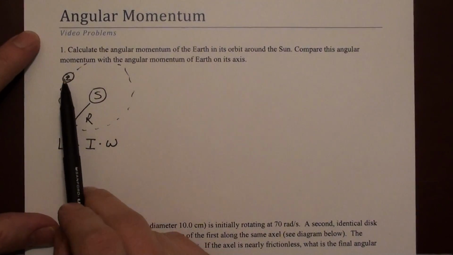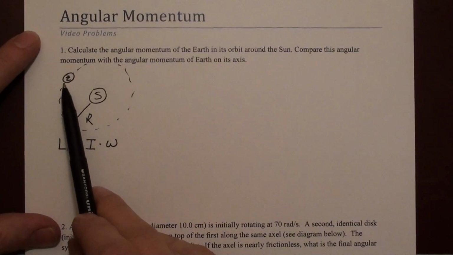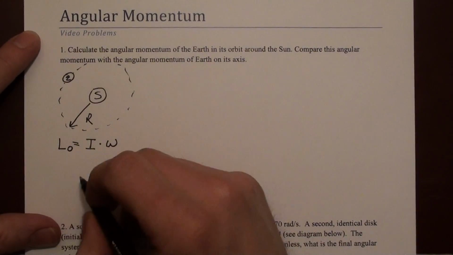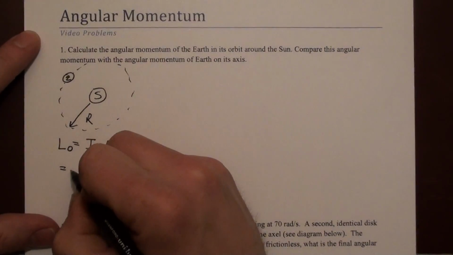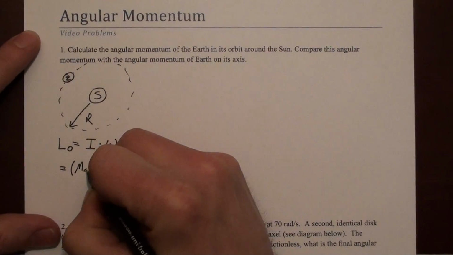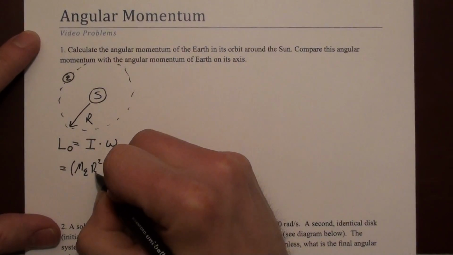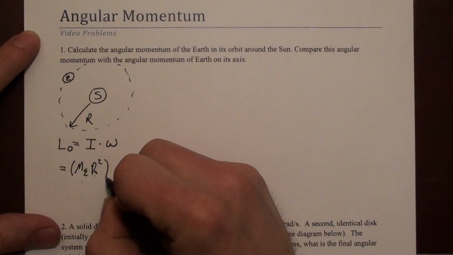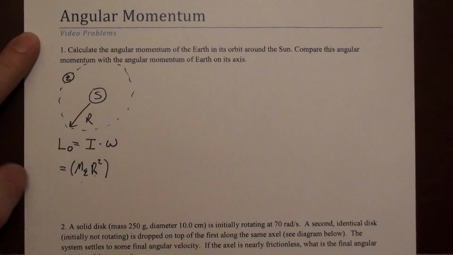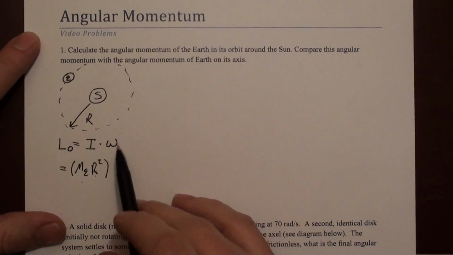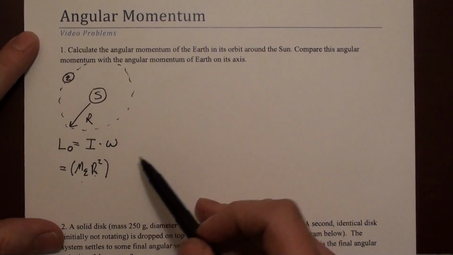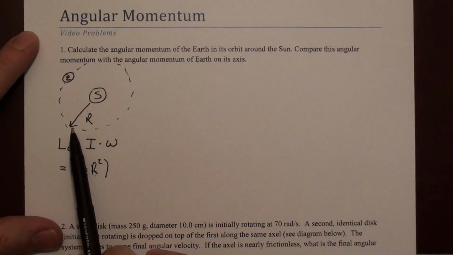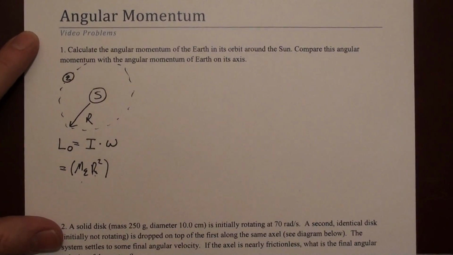The Earth is small compared to our distance to the Sun, so I'm going to treat it as a point mass in this case. If you remember, a point mass is simply m r squared. So this is the mass of the Earth times this r squared. And omega is the angle that we sweep per second. Like how many radians per second do we travel around the Sun?